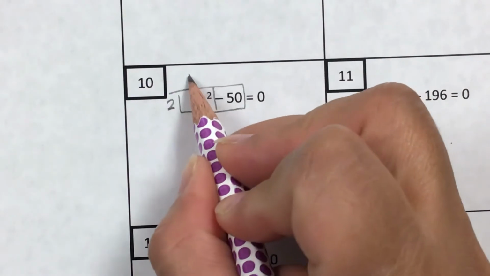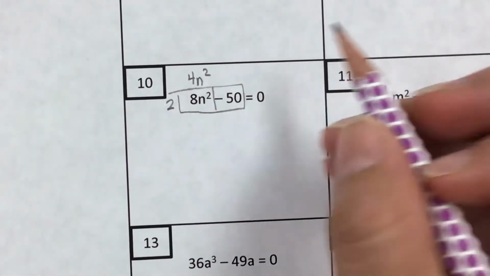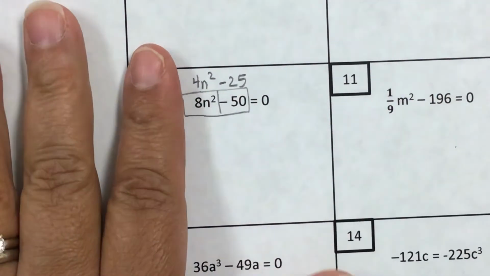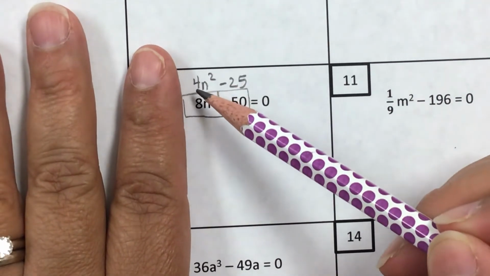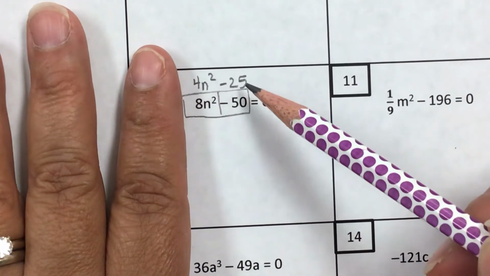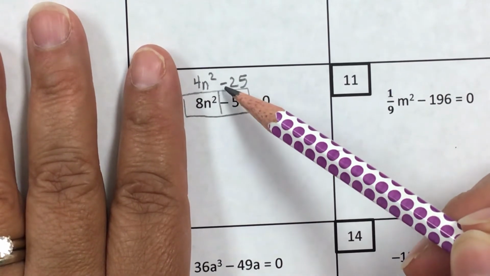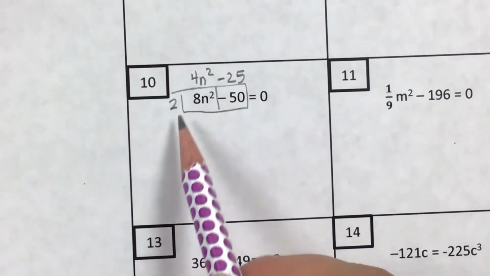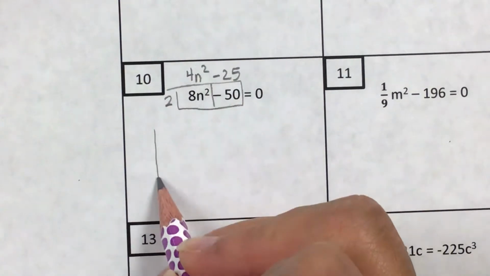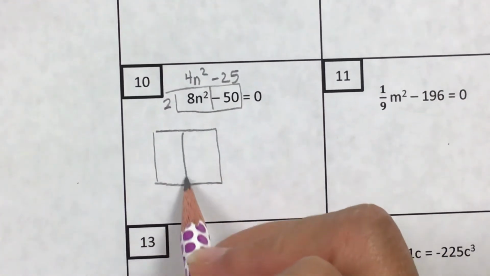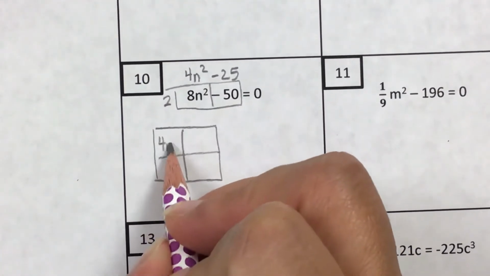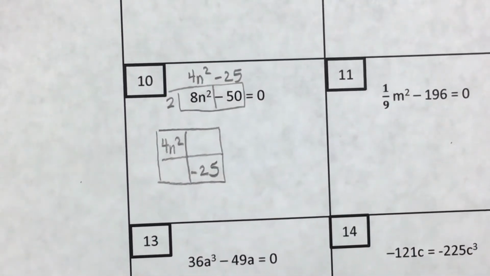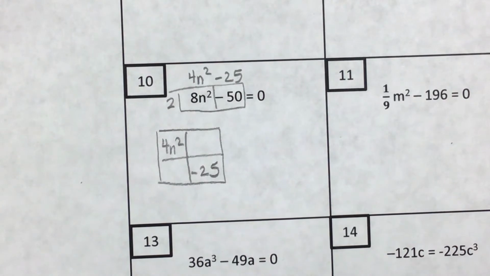So what does that mean? This is 4n squared, and this is a negative 25. Now is it a difference of perfect squares? Yes. 2 squared is 4, 5 squared is 25, and there's a minus sign between them. So I'm going to ignore this 2 for a few minutes and just make my box with the 4n squared and the minus 25. This section's a little bit easier when we have that specific situation.